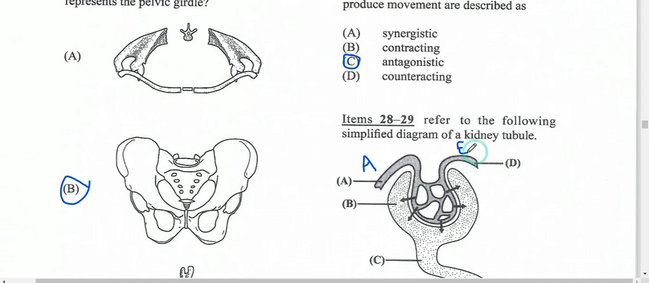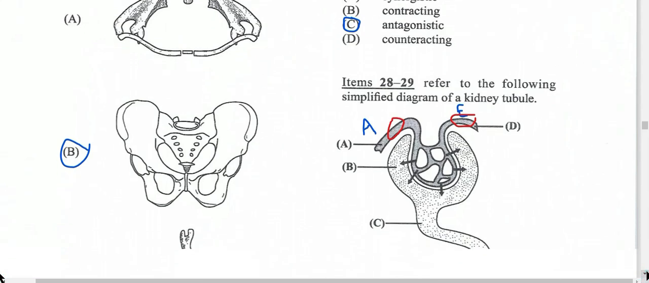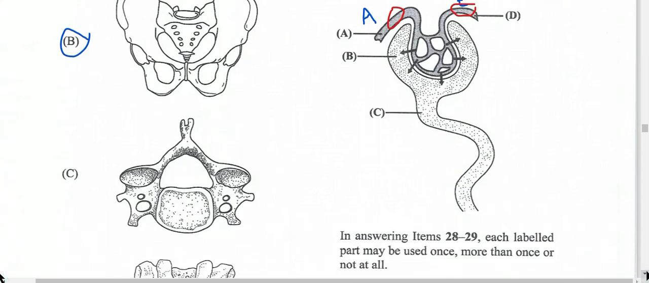If you look at this blood vessel here, it is much smaller than the blood vessel on this side, and that's what told us which blood vessel it was. A is going to be the afferent, and the smaller blood vessel is going to be the efferent, and then we have B as a Bowman capsule and C proximal convoluted tubule. Let us look at what the question is asking us for.